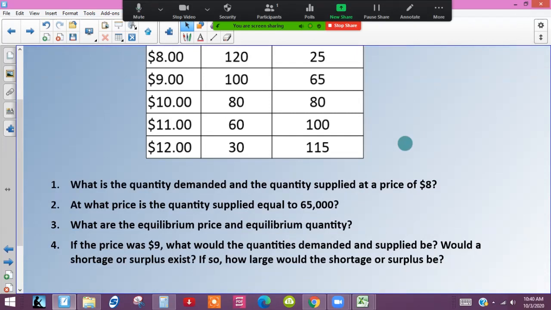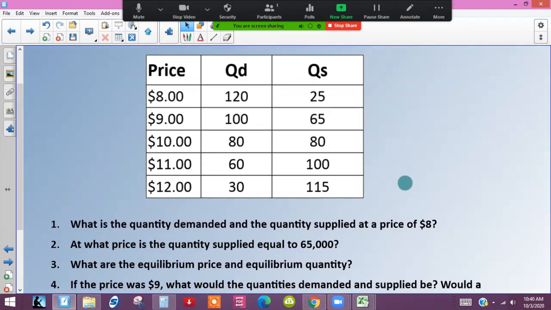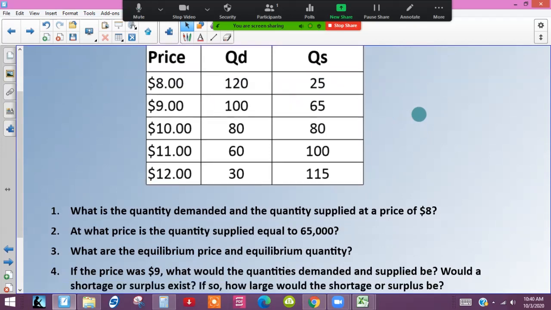So the first question is, what is the quantity demanded and the quantity supplied at a price of 8? Well, that's easy, right? So you just go up here and you see the table that at a price of 8, there's 120,000 soccer balls demanded and only 25 soccer balls supplied. So if the price were at 8, there'd be a huge shortage, right? Way more demanded than supplied.